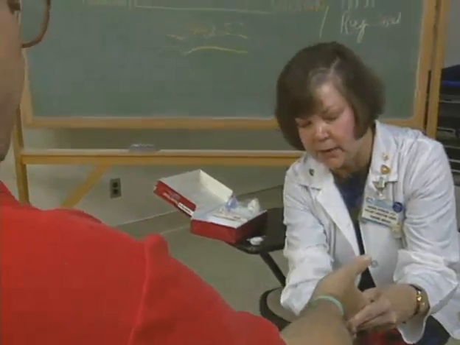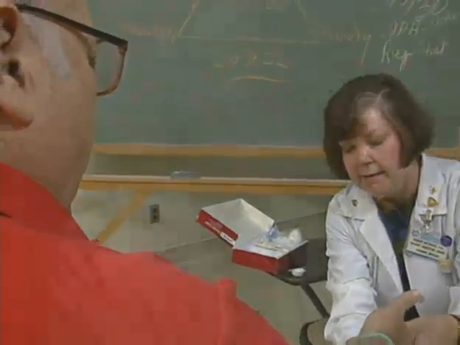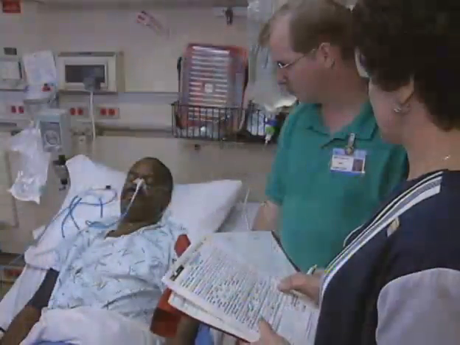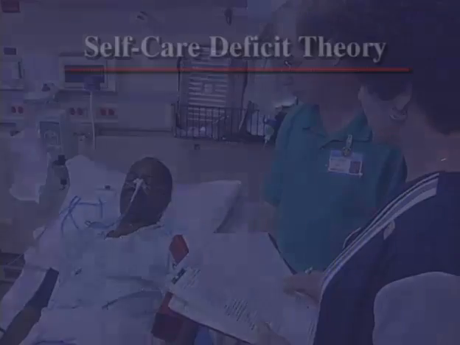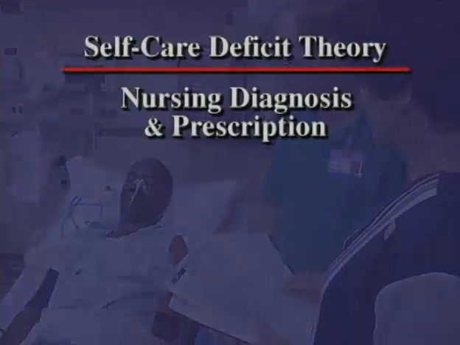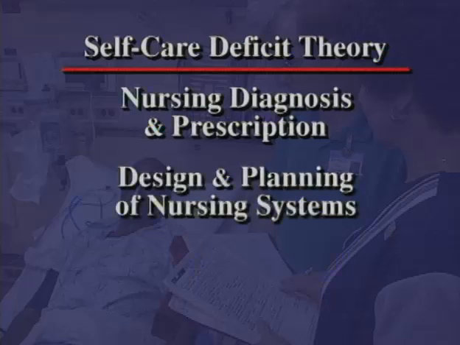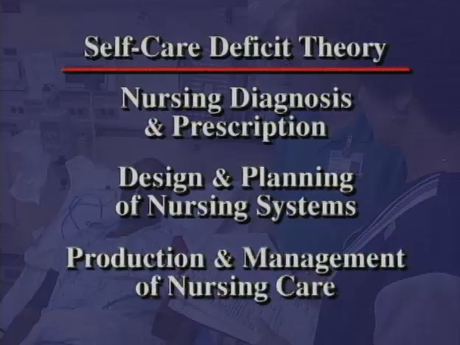The self-care deficit theory of nursing provides the structure for the cognitional work of nursing. Nurses need to think nursing as well as do nursing. And the structure that helps in the thinking of nursing is the nursing process. Within self-care deficit nursing theory, nursing process has 3 steps. The first is nursing diagnosis and prescription. The second is the design and planning of nursing systems. And the third is the production and management of nursing care.